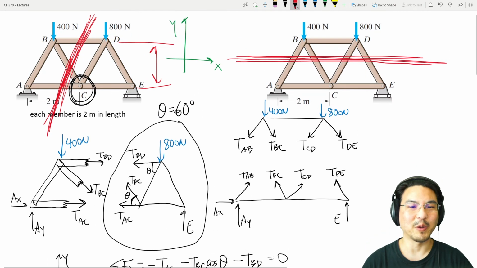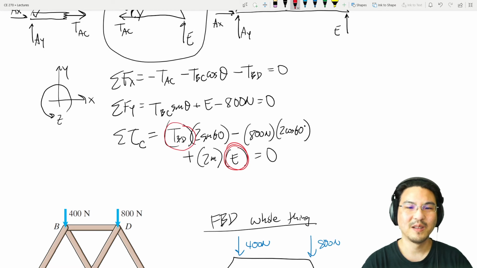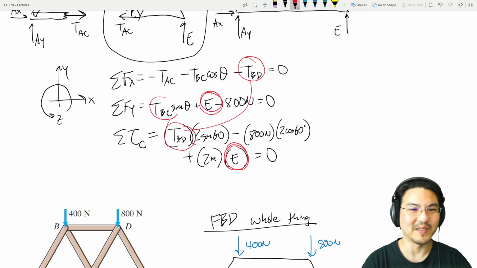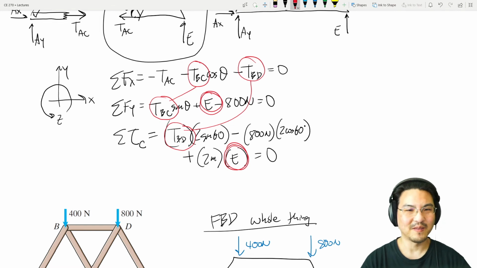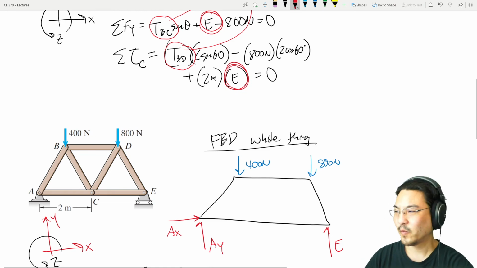Right, because now when we go back here, we already know E, we just solved for it right here. Now this is known. So then solve this one for BD, and then you can plug it in here, and we already know E, right? So you can solve this for BC, which you plug in here, and now you can solve for TAC. Okay, so this is the method of sections.